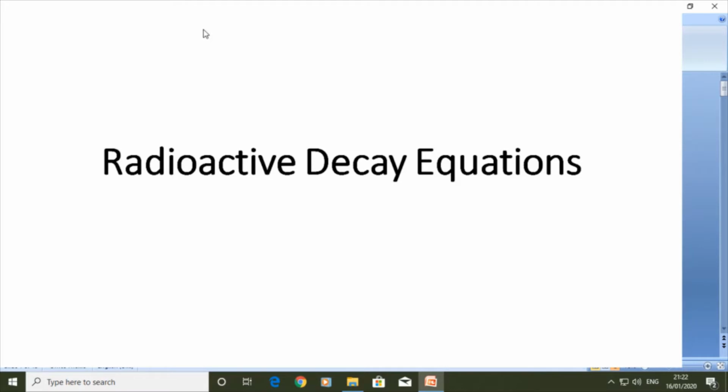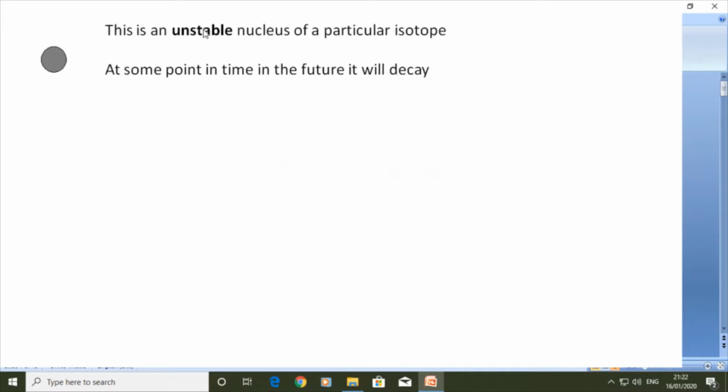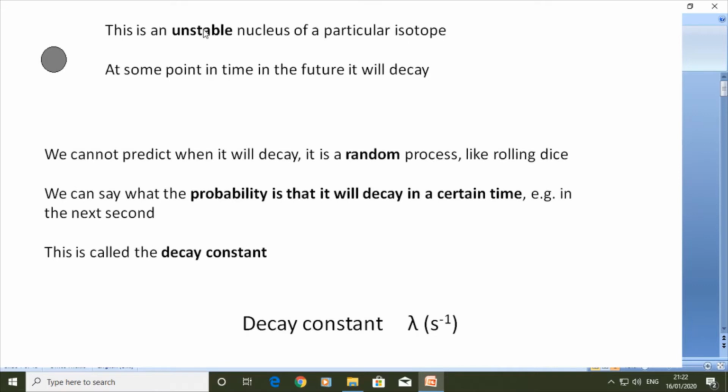Okay, in this second video, we're going to look at some equations, radioactive decay equations. We're getting on to the proper A-level stuff. This is an unstable nucleus of a particular isotope, a radioisotope, and at some point in the future it will decay. It is unstable. We can't predict when it will decay because the process is random.